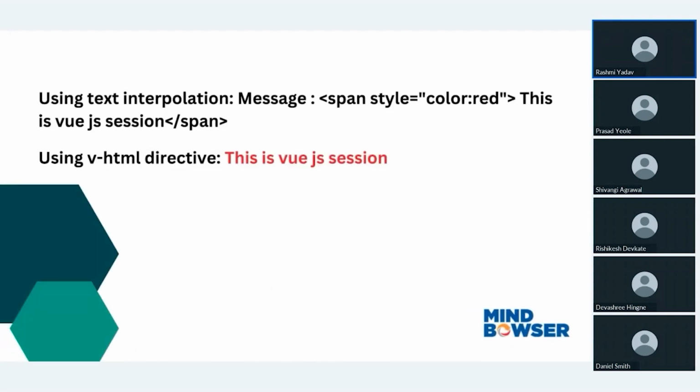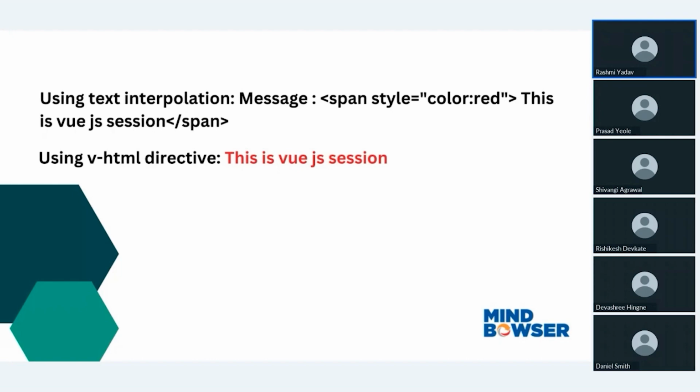So using text interpolation, we are getting the plain text only, that is string, and using the v-html directive, we are getting the text, and the style has been applied to it. We have provided a color red, and that's why it has been in red.